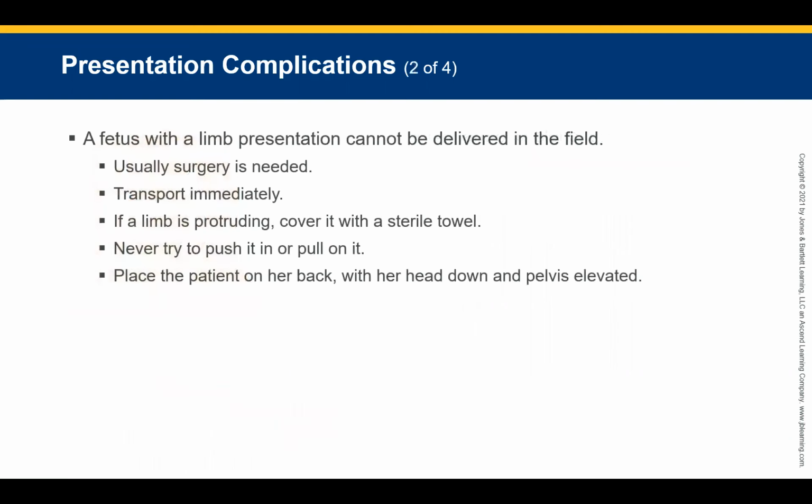An infant with a limb presentation cannot be successfully delivered in the field. You must transport the patient to the hospital immediately. If a limb is protruding, cover it with a sterile towel. Never try to push it back in and never pull on it. Place the patient on her back with her head down and pelvis elevated. That's a tongue twister.